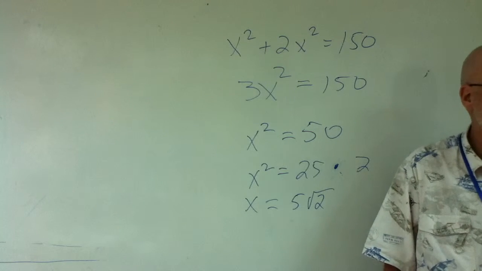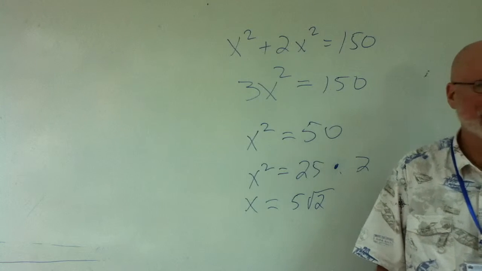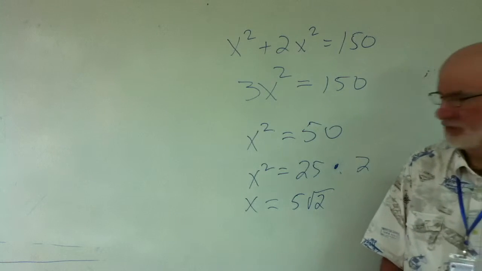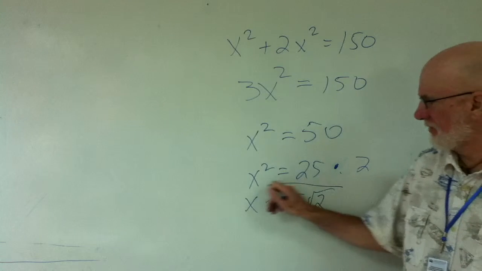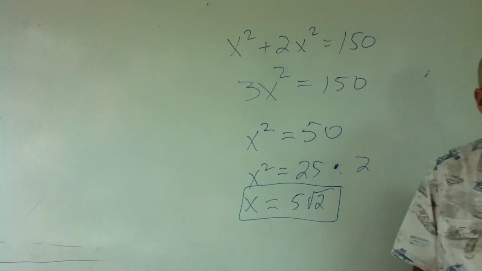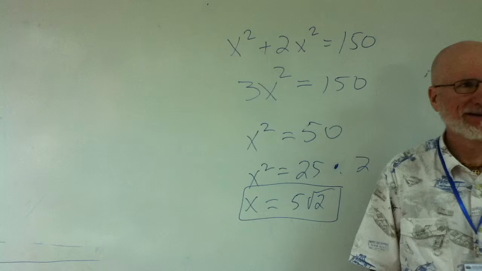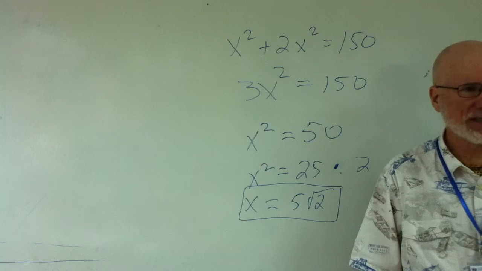Root something just means square root. That's like slang for square root. 5 root 2. Okay, so say 5 root 2. Go ahead, say that, Vincent. 5 root 2. You sound like a math genius.